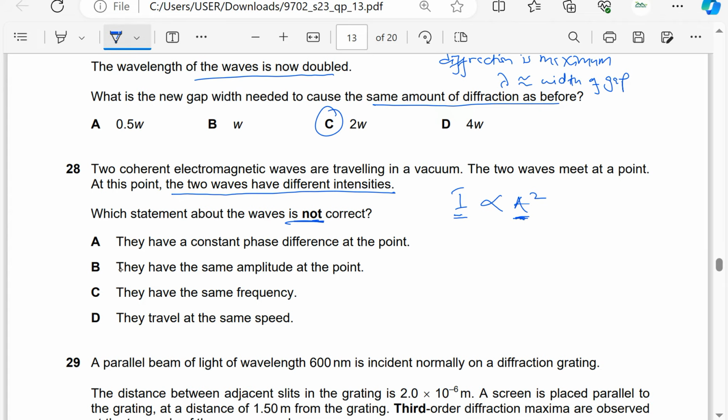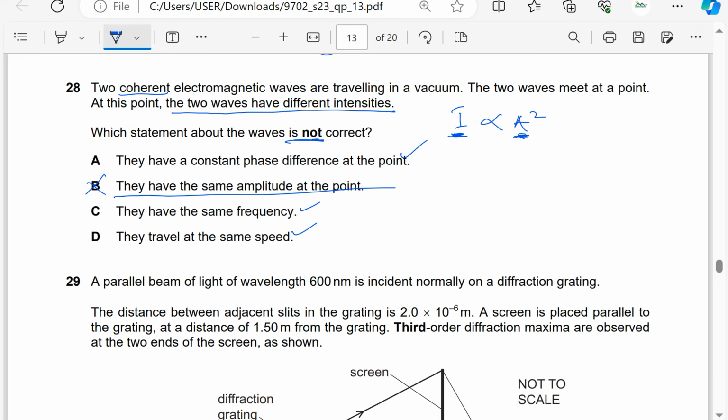They have a constant phase difference. That is true because they are coherent. They have the same amplitude. This is not true because amplitude is directly proportional to intensity. Intensity is directly proportional to amplitude squared. Since they have different intensities, they have different amplitudes. Of course, they should have the same frequency, they have the same speed. But this one is not correct. For waves to be coherent, for the word phase to be used on waves, they should have the same frequency.